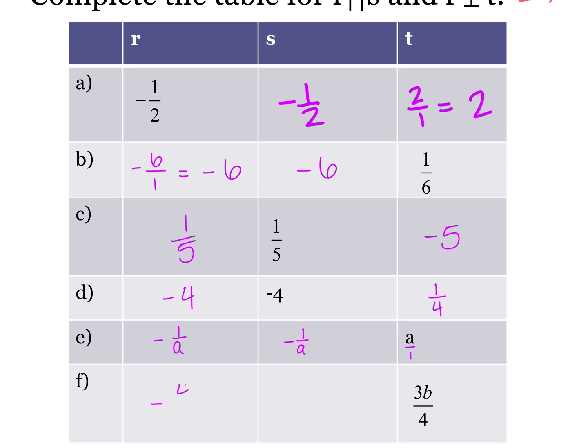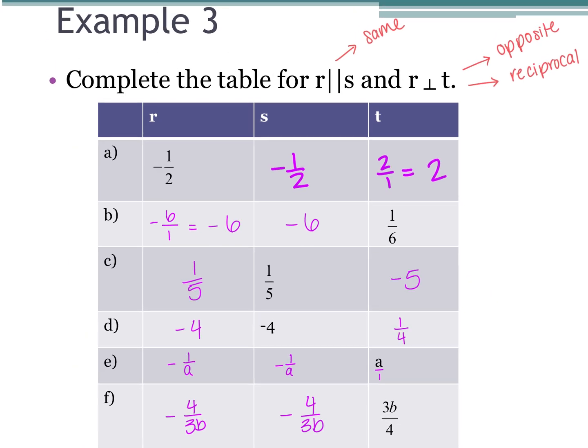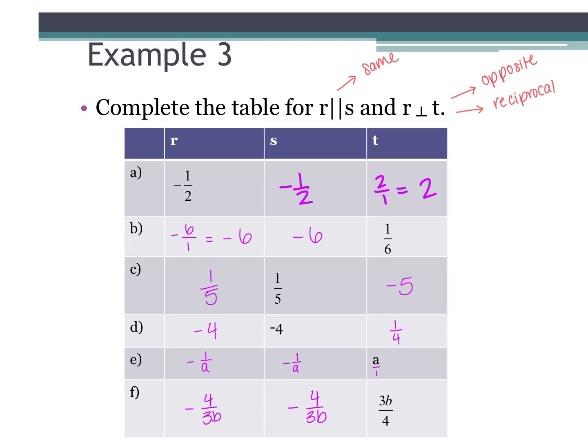Good. Negative 4 over 3B. And then for S? Negative 4 over 3B. Good. The same, because they're parallel. Good. Any questions on these? These are pretty easy. Definitely just practicing opposite reciprocal and the same slope.